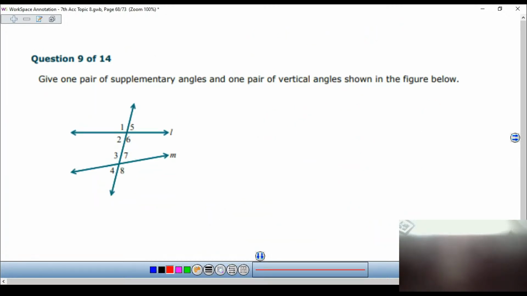Number 9, this is where we get into all the other types of angles. What they're asking you to do is to give one pair of supplementary angles, which we talked about previously, and one pair of vertical angles. So the way it's going to look is you're going to have supplementary angles, and it's going to tell you to type them in. And then it's going to say vertical angles, and you're going to type those in.